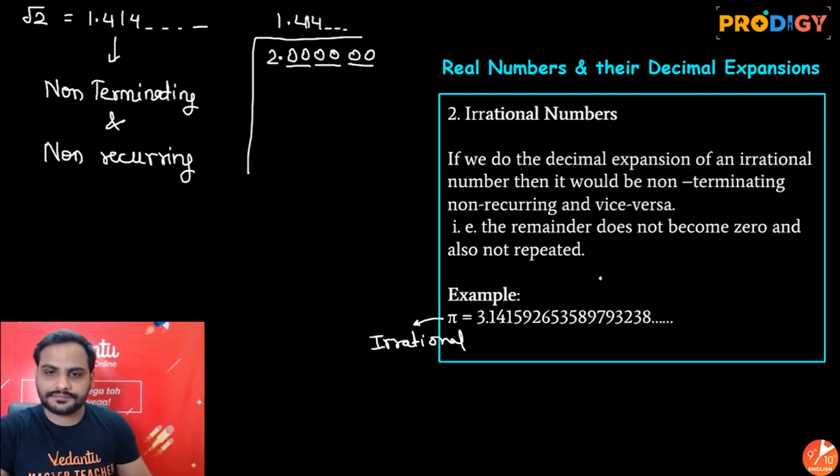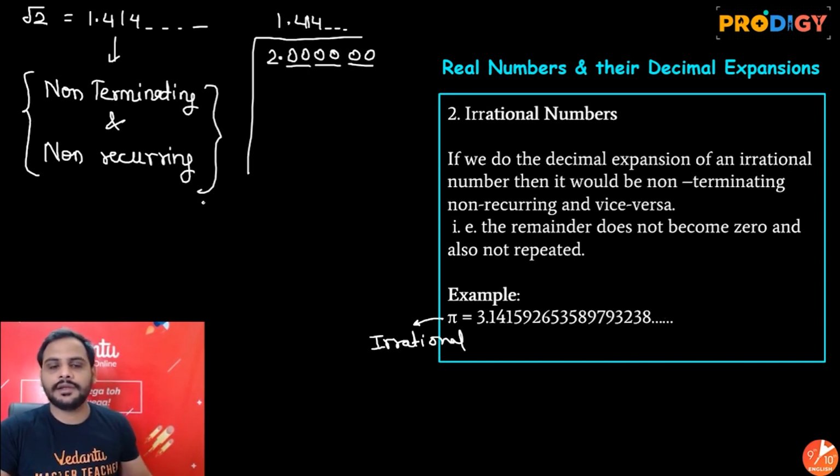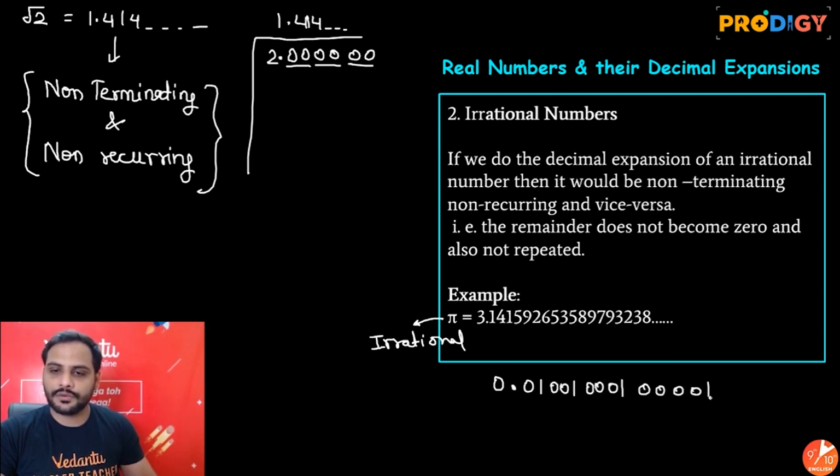You cannot guess. See in pi's example, 3.141592635389793238. So there is no repetition over here. I cannot guess here after 8 what number will come. I have to solve for it, and then only I can find it out. So remember, the irrational number's decimal expansion is non-terminating and non-recurring.